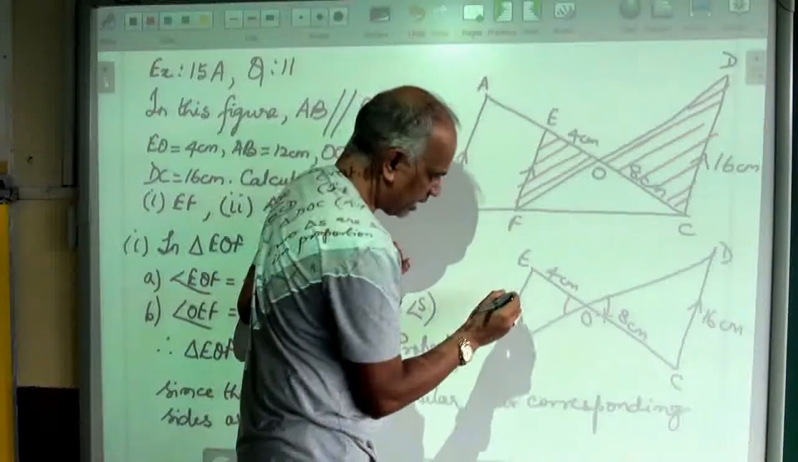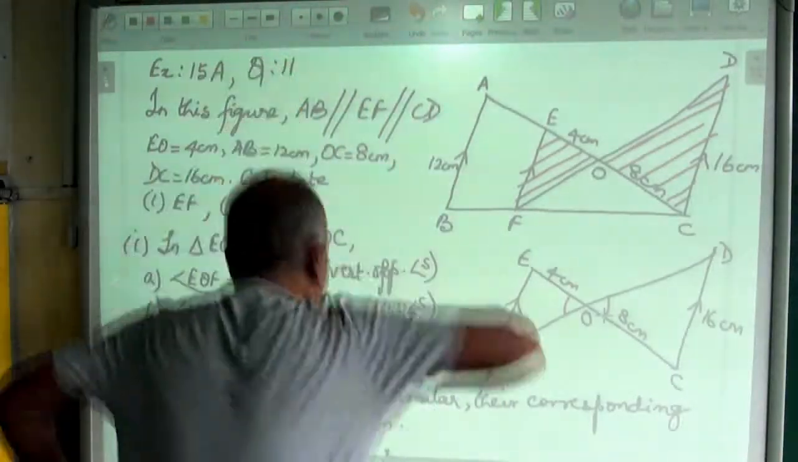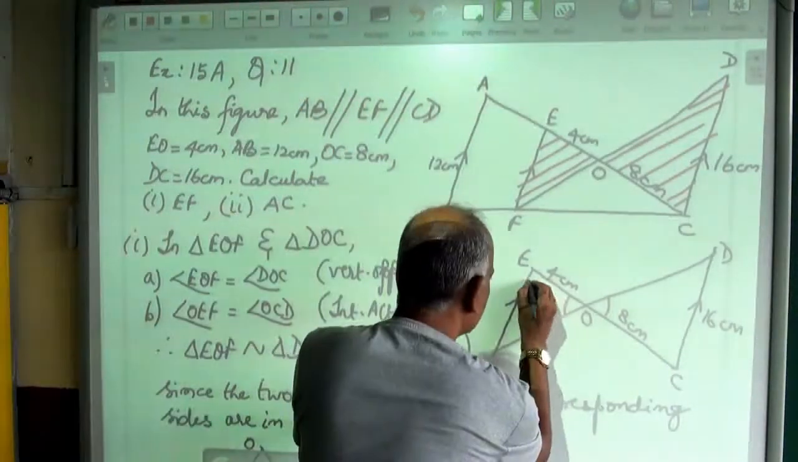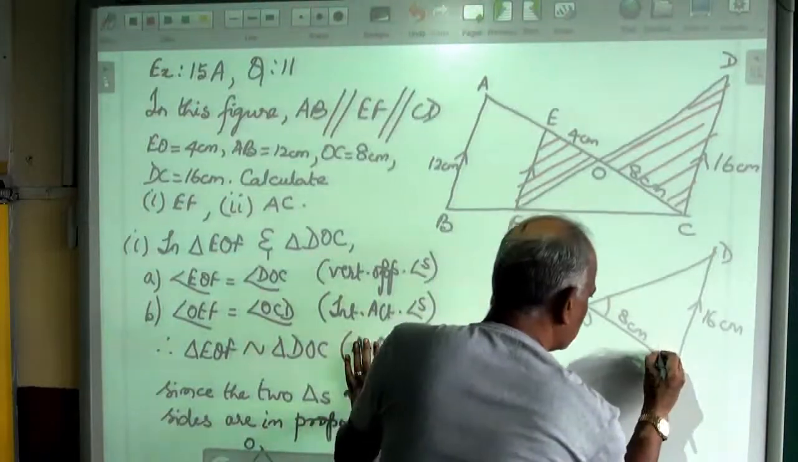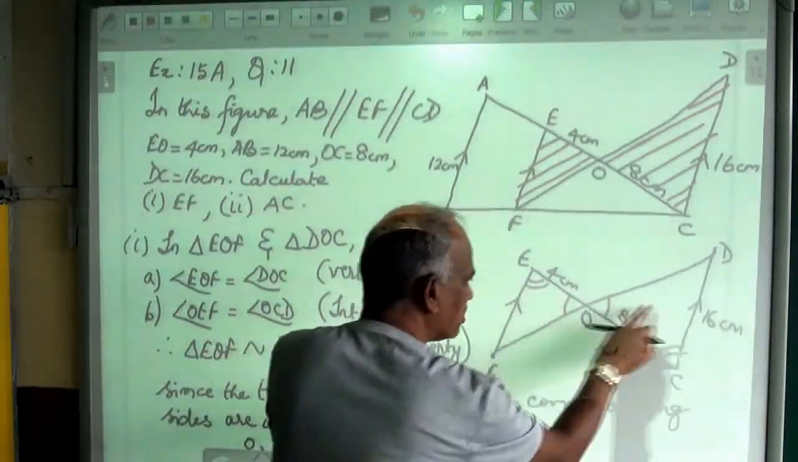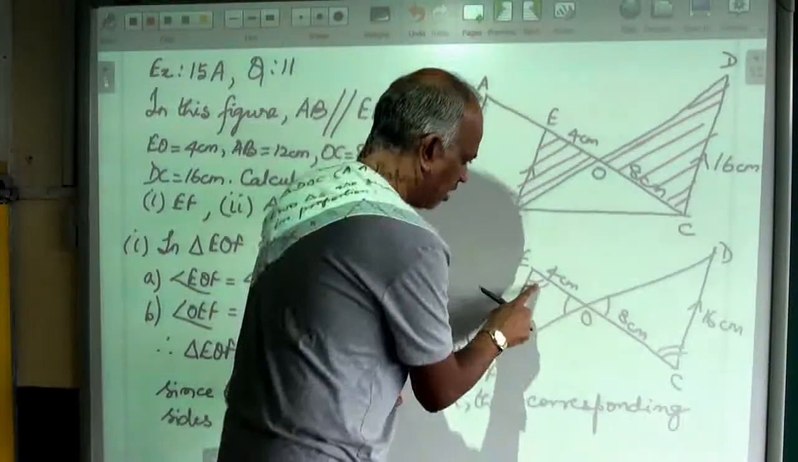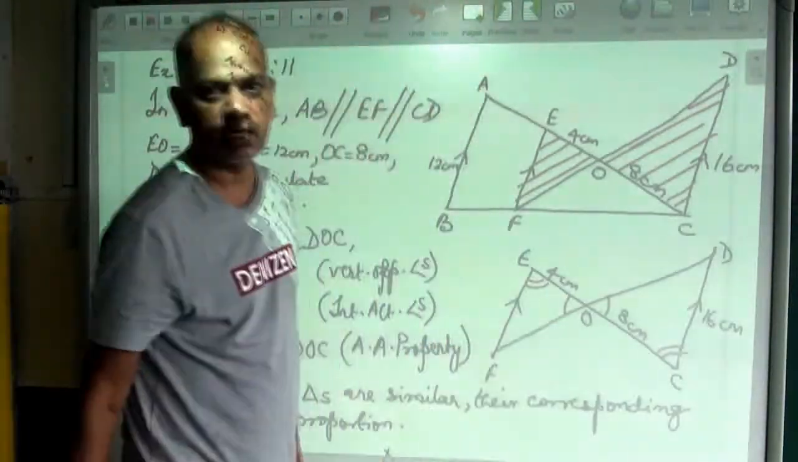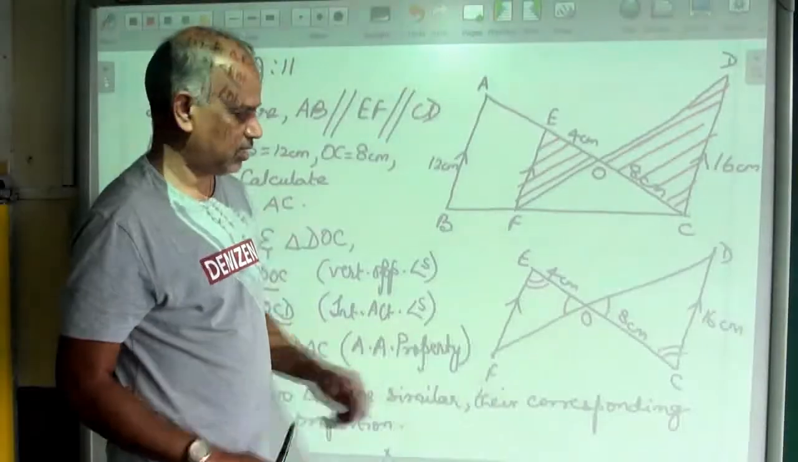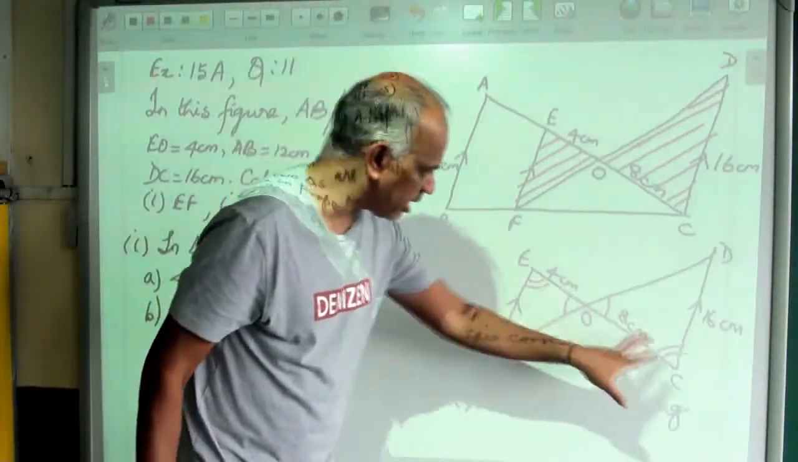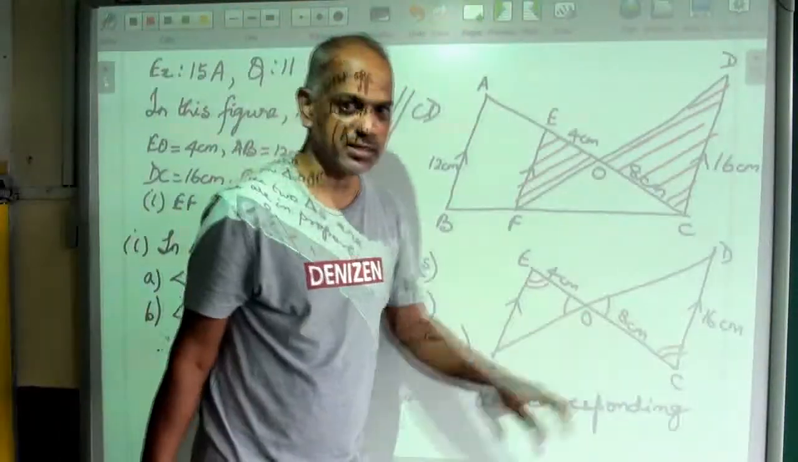And the second one is, this one is equal to this one. Why? Because these two sides are parallel to each other. Therefore, these two angles are called interior alternate angles. So two corresponding angles are equal, therefore these two triangles are similar.